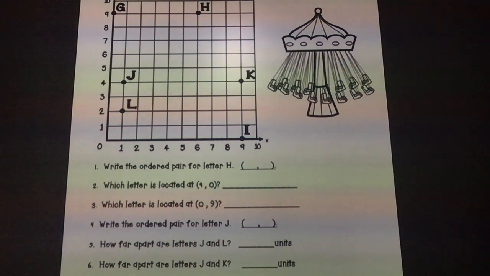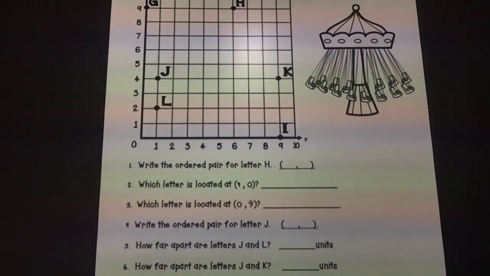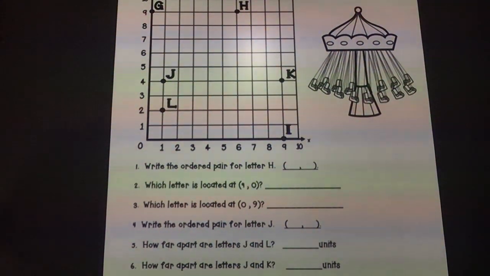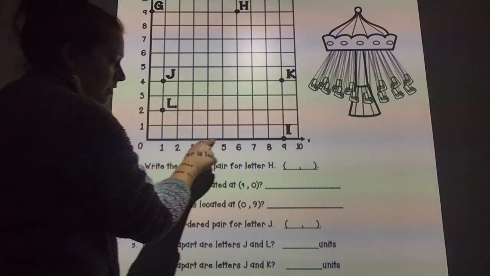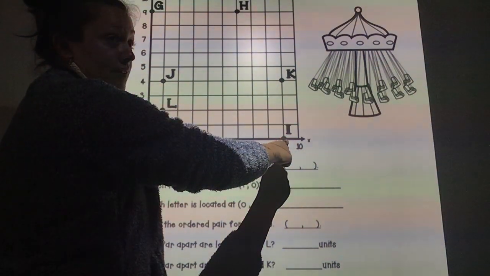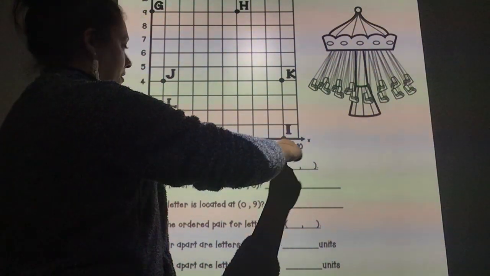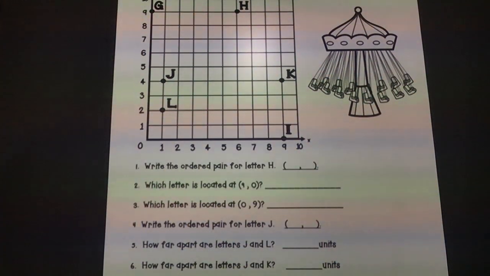All right, number 2. Which letter is located at the pair 9, 0? All right, so let's see. 9, 0. Do I run or jump first? Run. So I run how many? 9. How many am I jumping? 0. That person definitely found the lava then if they didn't make a jump at all. What letter am I at? I. Number 2, I. Or maybe they slipped and they hit their head.